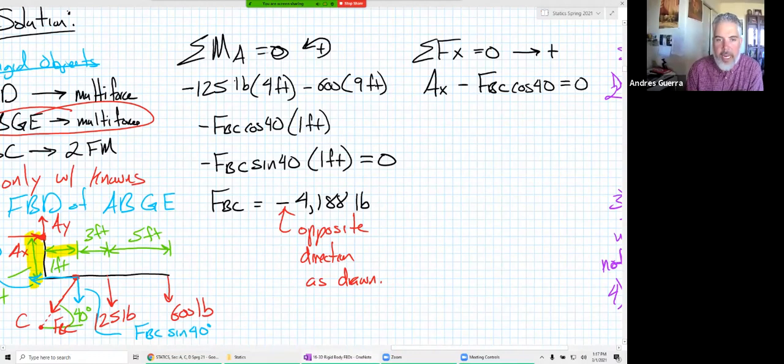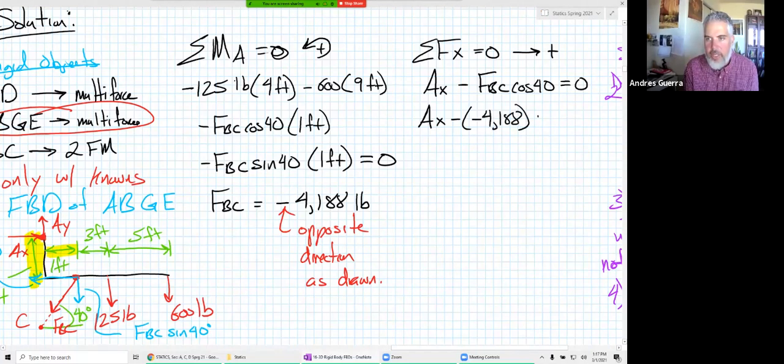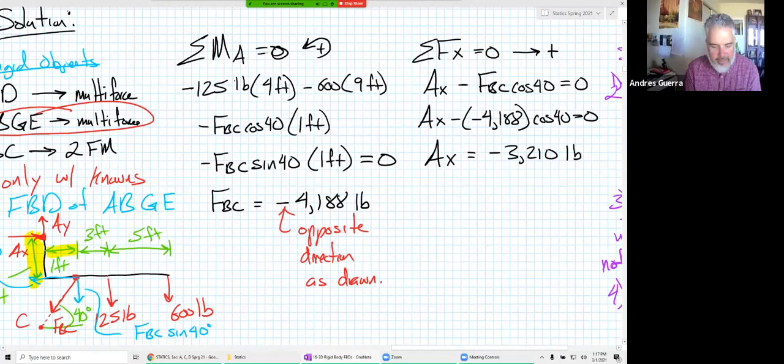Now, the way I handle my negative number, instead of trying to think about how it's actually going in the opposite direction on my picture because we found a negative 4,188, I just leave it as is. I plug in a minus 4,188 times the cosine of 40 is equal to 0. So it changes to be positive, because it will have a positive x component. But when I do my Ax here, I'm going to find that Ax is negative 3,210 pounds.